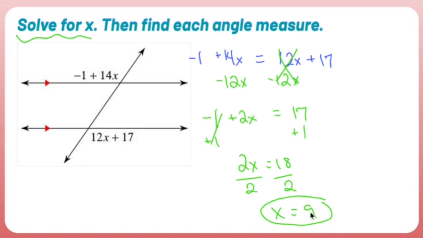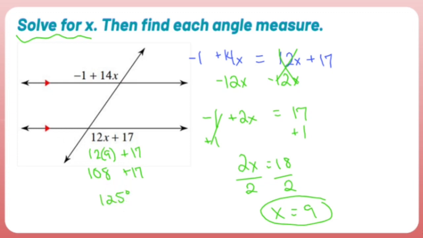Well, just because x is 9 doesn't mean the angle measure is 9. In fact, it's not. The angle measure could be you or you as long as I plug in 9 for it. So why don't I take this one? 12 times 9 plus 17. 12 times 9 is 108, plus 17 is going to be 125.